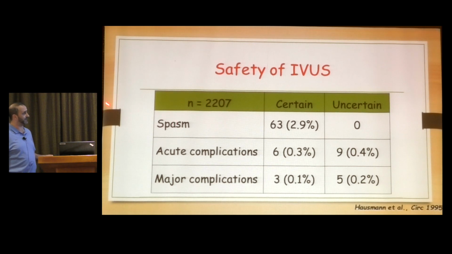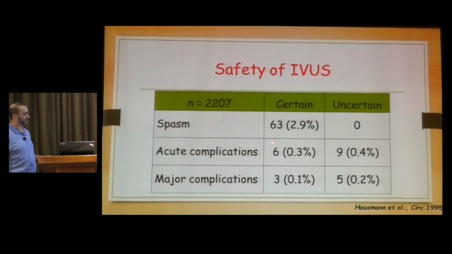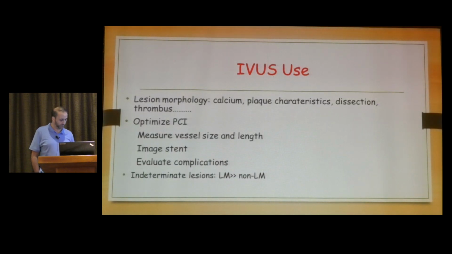IVUS is very safe. Its main complication is spasm. We see that in 2.9% of these cases. Other complications include dissection, and acute MI is very low, like 3 in 1,000 or so. Major complications are very, very rare to happen.